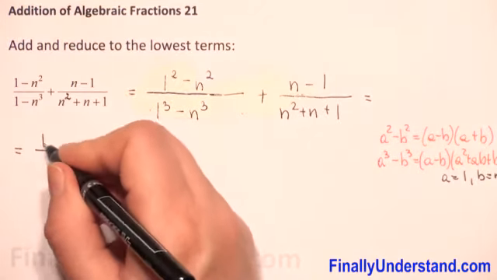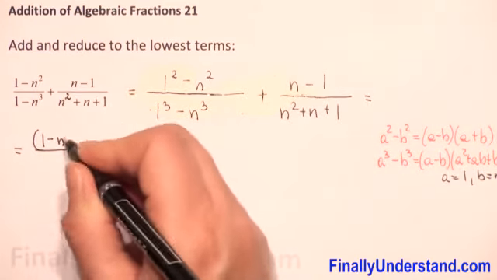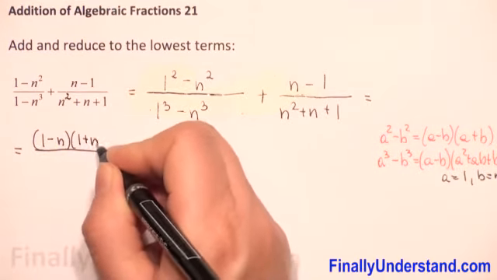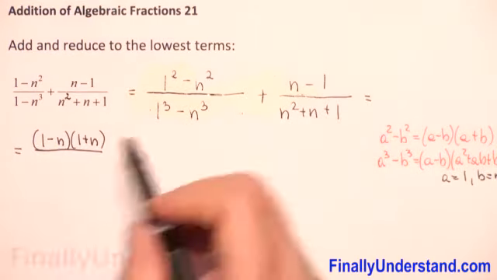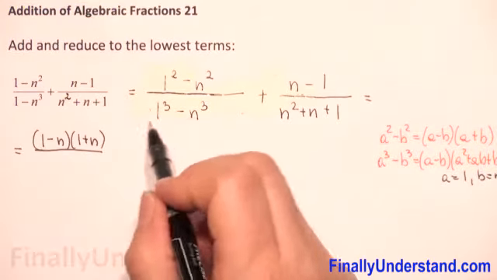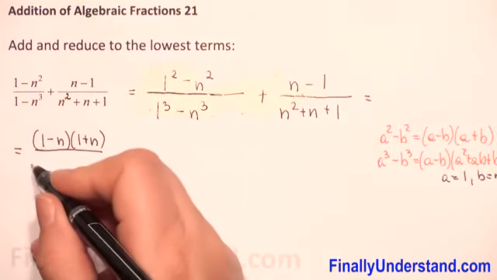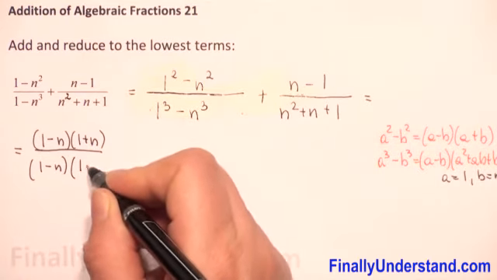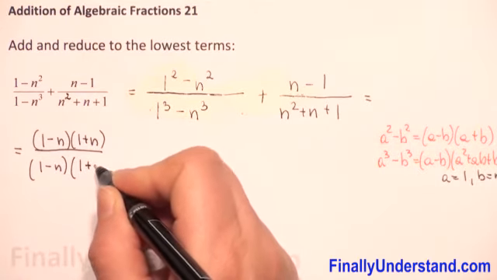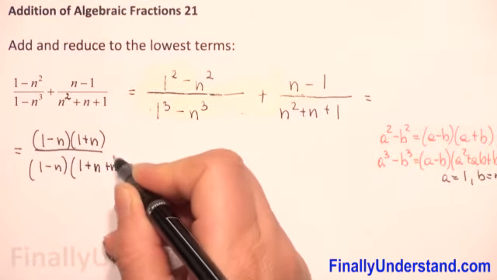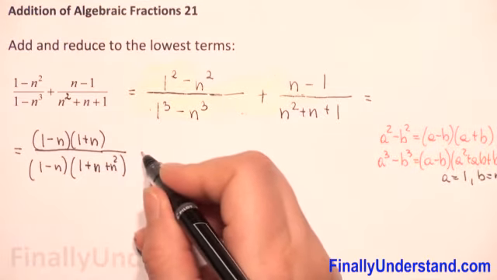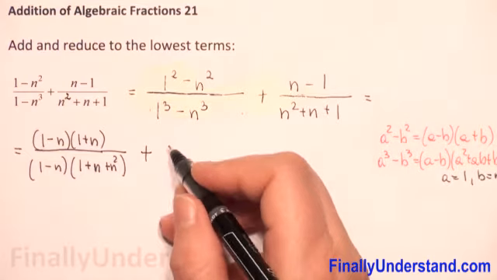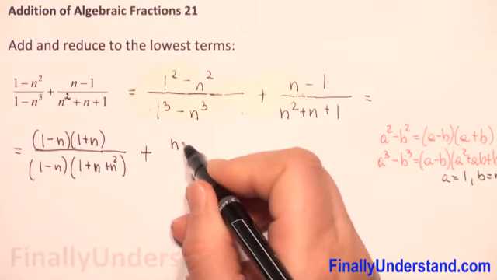So we will have 1 minus n times 1 plus n in the numerator in the first algebraic fraction, and the denominator will be 1 minus n times 1 plus n plus n squared. And the second algebraic fraction we will copy.